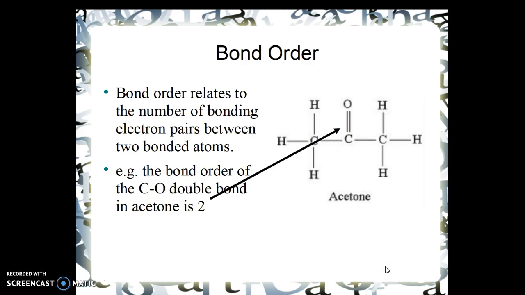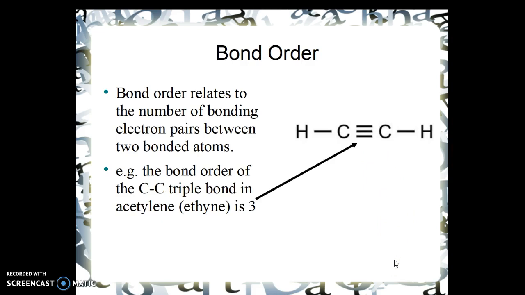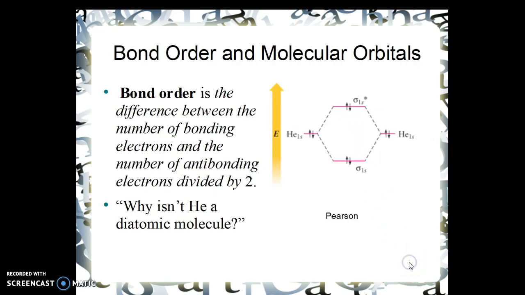However, if you look at the carbon-oxygen bond, you see a double bond, a sigma and a pi bond between the carbon and oxygen. There are two bonding pairs, and therefore the bond order is 2. If you looked at acetylene or ethyne, you would see 3 bonding pairs, a sigma and 2 pi bonds between the two carbon atoms, with a very high electron density here in this triple bond.